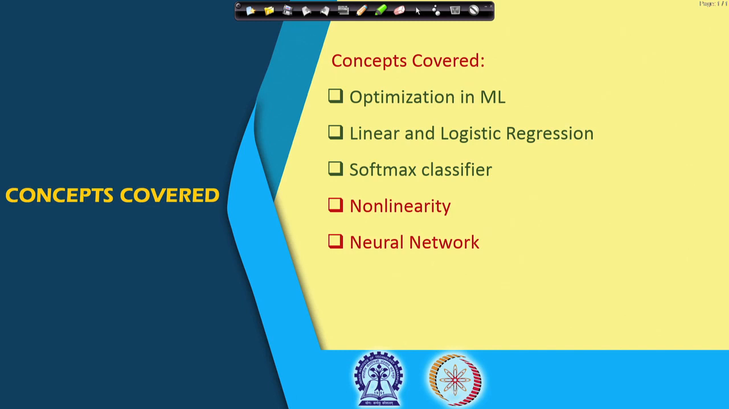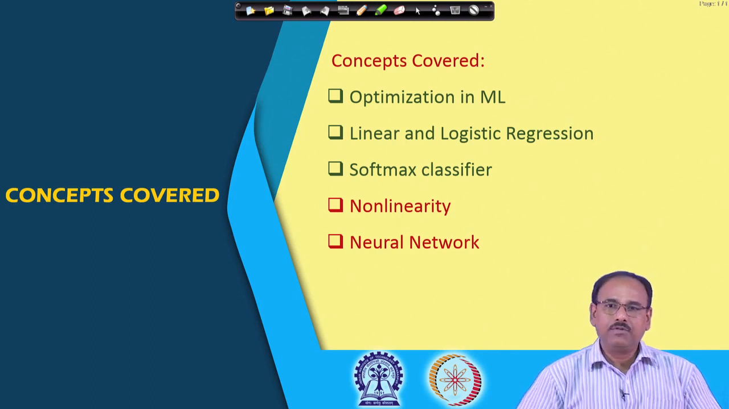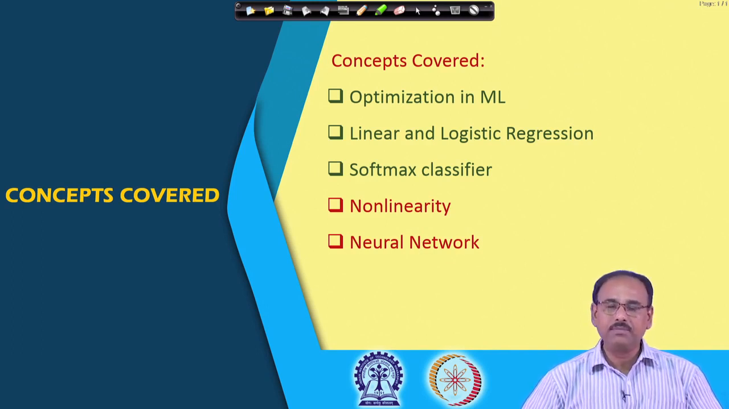So, you have seen that in the previous lecture we talked about the optimization problem, particularly optimization in machine learning, and we discussed how optimization in machine learning is different from general optimization tasks. We have also talked about linear and logistic regression.